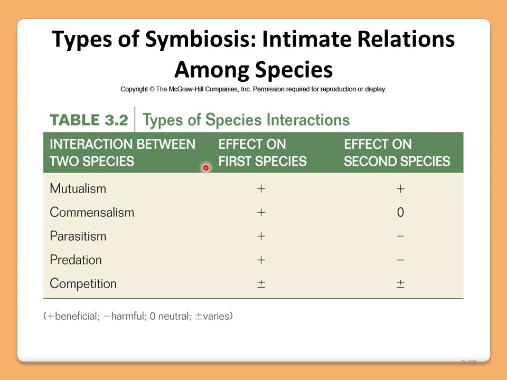Here's just a chart showing that same thing. So we have our two, species 1, species 2, mutualism, good for both. Commensalism, good for one, zero effect on the other. Parasitism, good for one, bad for the other. Predation, since parasitism is a type of predation. With predation, you have also good for one, bad for the other. And then in competition, there's some good and bad for both. So it can vary depending on which organism at the time is getting more of the resources.